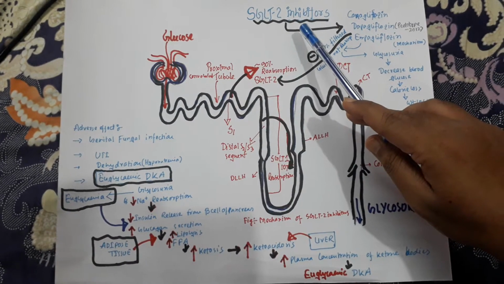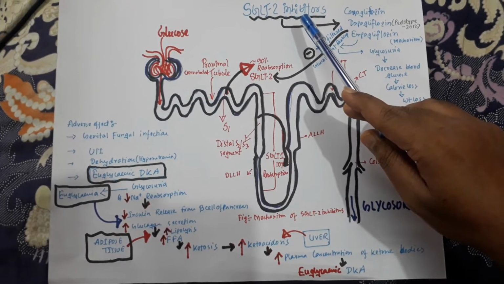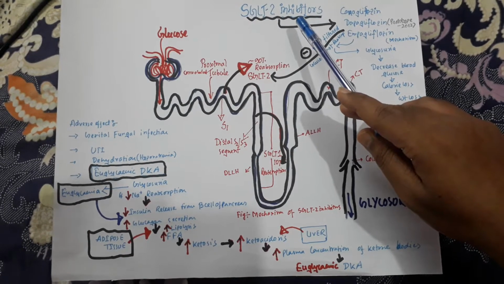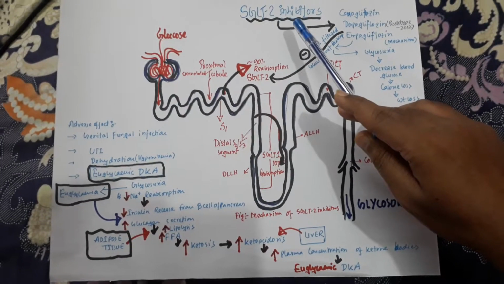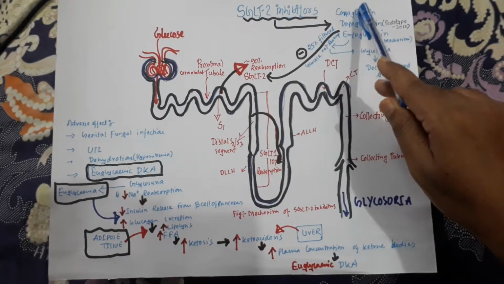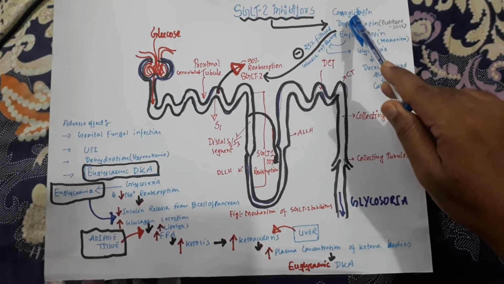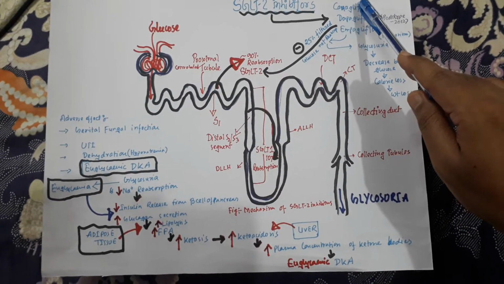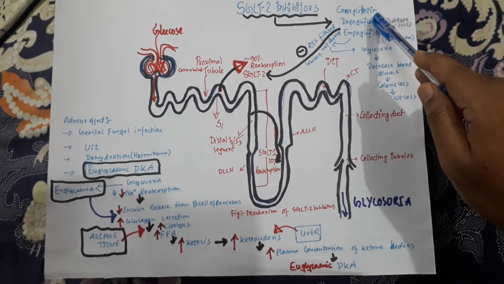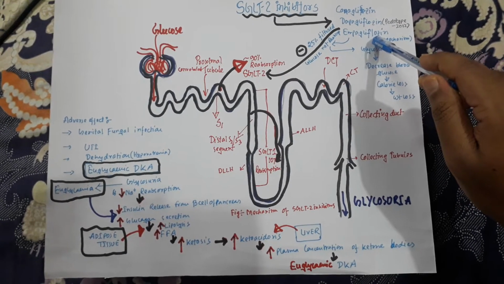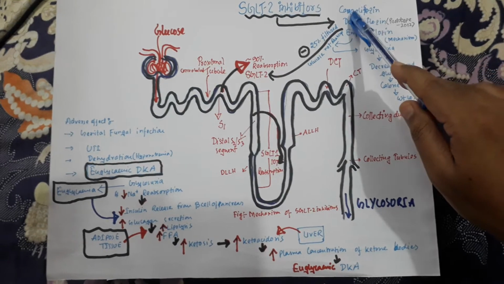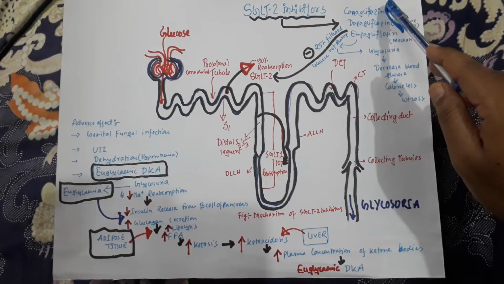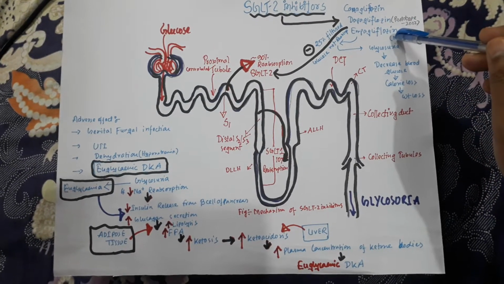Today we will discuss sodium glucose cotransport 2 inhibitors, which are important drugs nowadays used in type 2 diabetes mellitus. The sodium glucose cotransport 2 inhibitors are dapagliflozin, canagliflozin and empagliflozin. Dapagliflozin was first invented in 2012. We can memorize their names by the presence of the suffix gliflozin.